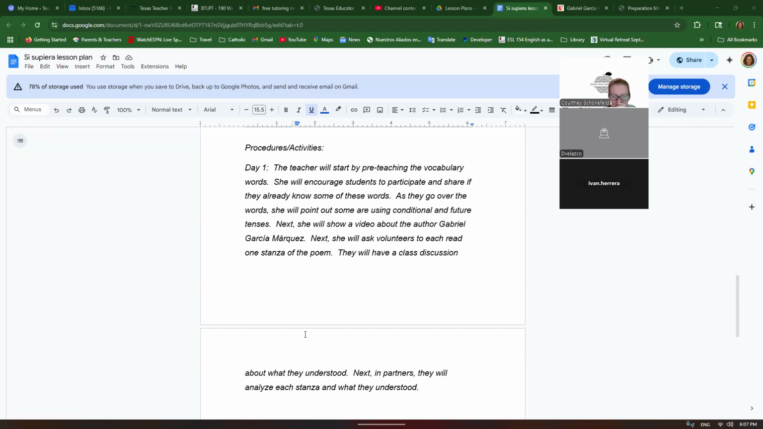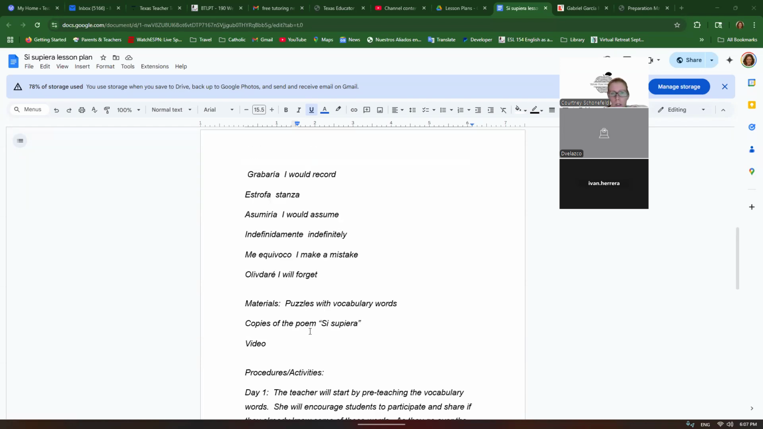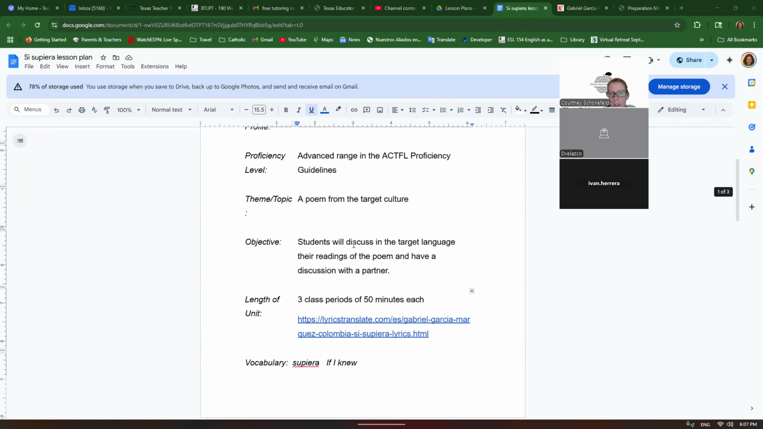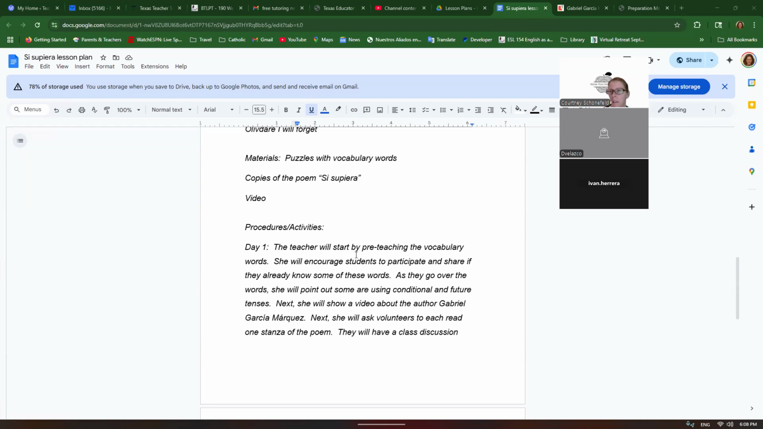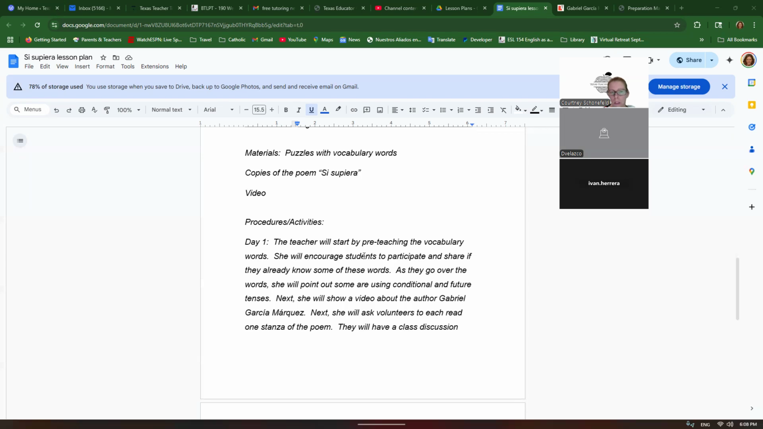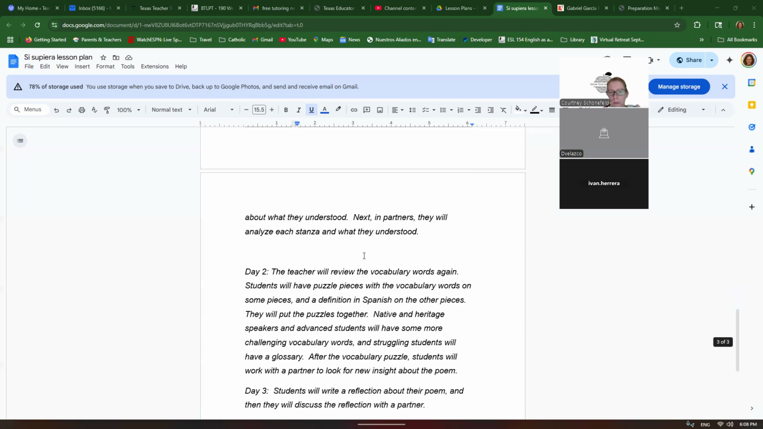Next, in partners, they will analyze each stanza and what they understood. So notice I already hit the objective. They discussed the reading with a partner, right? And I said how I'll teach vocabulary words. You'll lose points if you don't do that. You have to say how you're going to teach the vocabulary words. So on day 1, we've hit the objective, which is great, but we still have 2 more days to go.